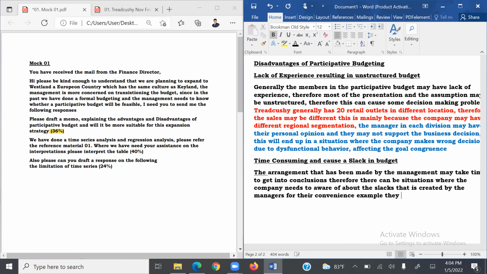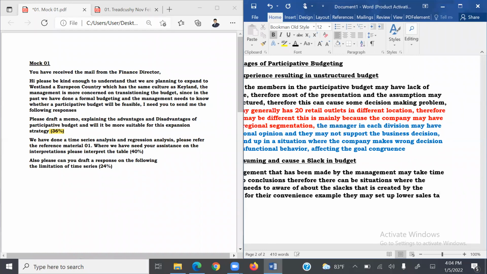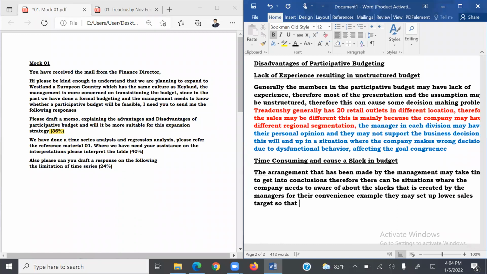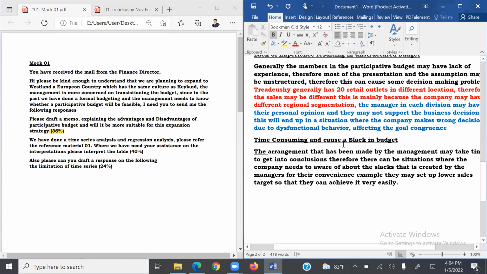For example, they may set up a lower sales target so that they can achieve it easily. That is one main problem, students. They achieve it very easily, so that will be a very challenging situation for them. Get that application very clearly. So I will come into the business application so that it will be much easier for you.